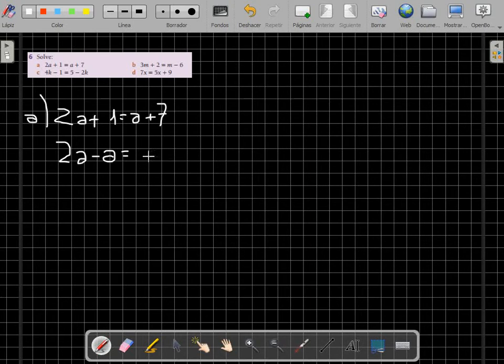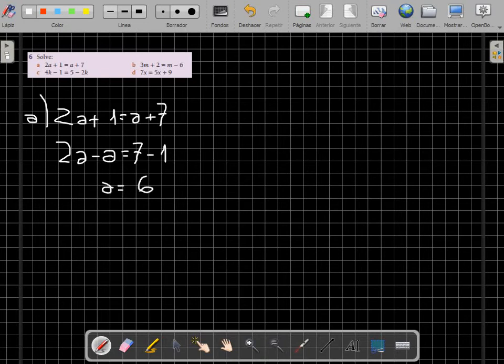Here we have the 7. 7 hasn't changed its side, so it won't change its sign. But 1, it's on the left side and must change its side. So from positive, it goes to negative. And now that we have done this, we can subtract or add what we have to do. First, 2a minus a, it's equal to a. And 7 minus 1, it's 6.